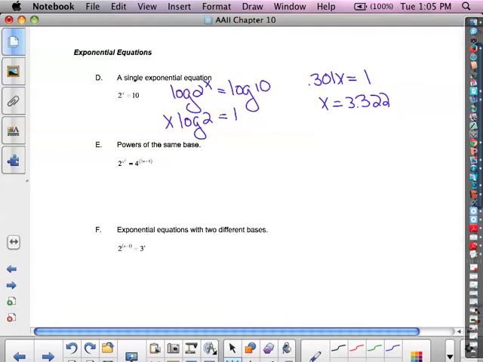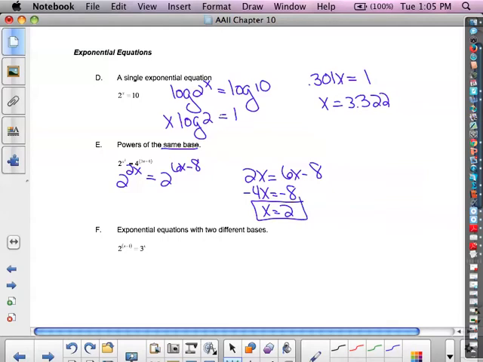Letter E, I have 2 raised to the x raised to the 2, and then 4 raised to the 3x minus 4. I can get these bases the same. We've already looked at equations like this. So I have 2, power to a power is multiplication. This becomes 2x is equal to 2 raised to the 2, power to a power, this becomes 6x minus 8. So I get 2x is equal to 6x minus 8. And then minus 4x equals minus 8. So x is equal to 2 for E.